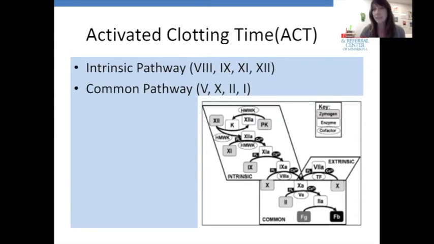Now the ACT is something that we really don't use very often anymore because it's fairly redundant if you have PT and PTT available.